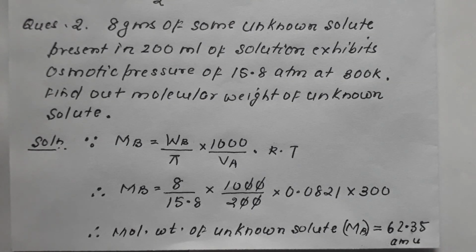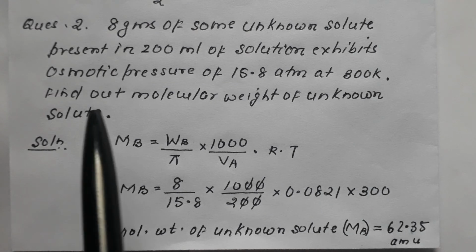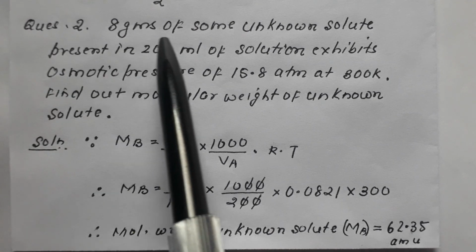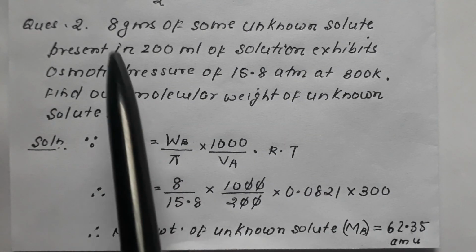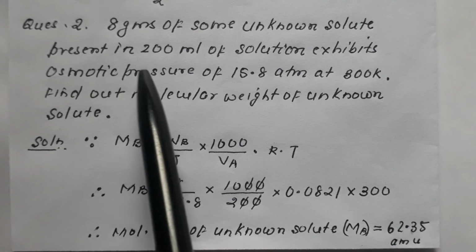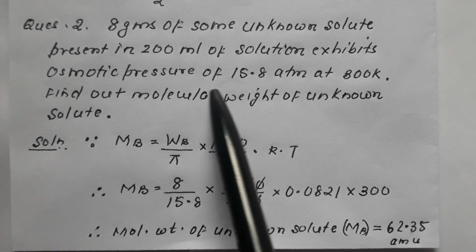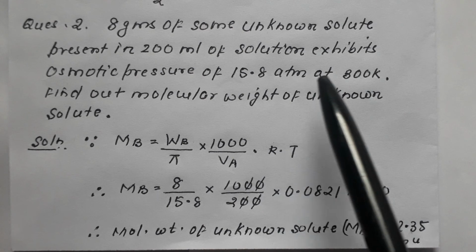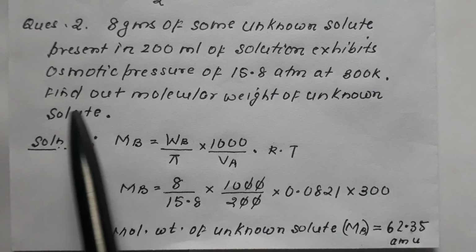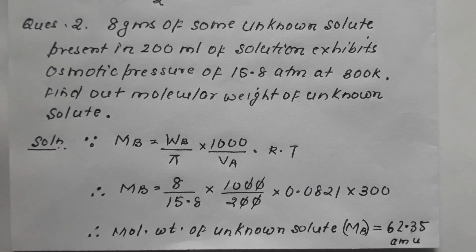Now let us discuss one more problem based on osmotic pressure calculation. The problem goes that 8 grams of some unknown solute is present in 200 ml of solution, which exhibits an osmotic pressure of 15.8 atmosphere at 300 Kelvin. Find out the molecular weight of the unknown solute. In the previous case, the molecular weight was given and osmotic pressure was asked. Over here, we have been given the osmotic pressure and we have been asked to calculate the molecular weight of the solute.